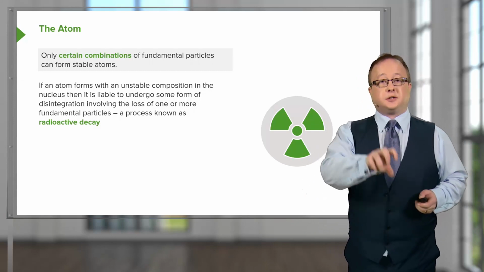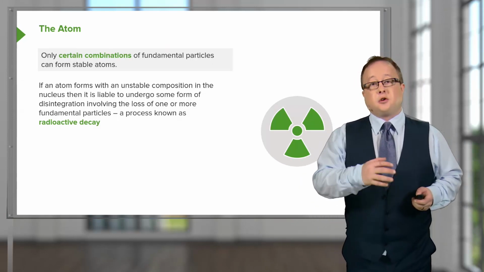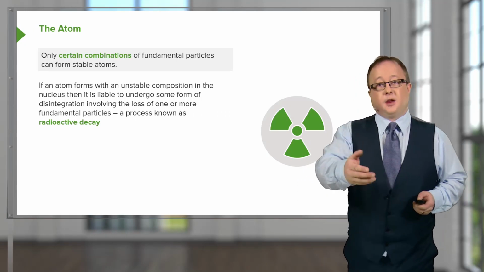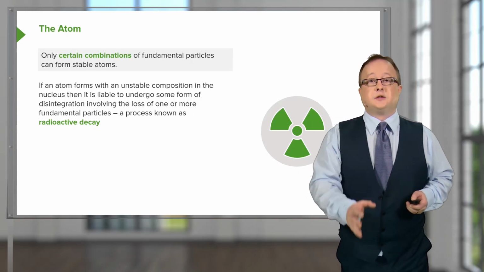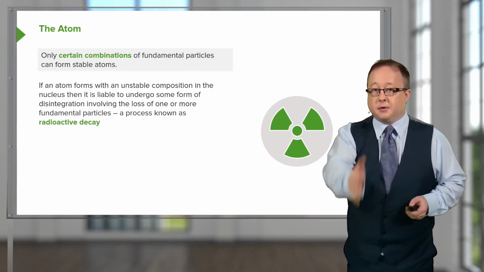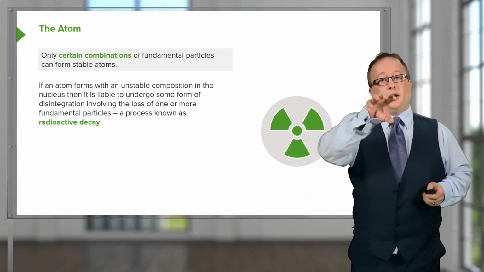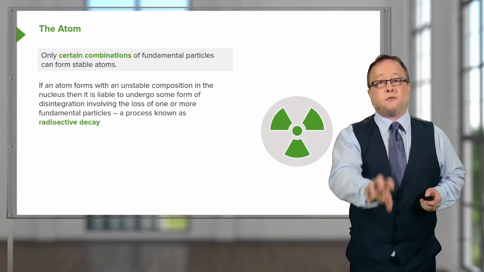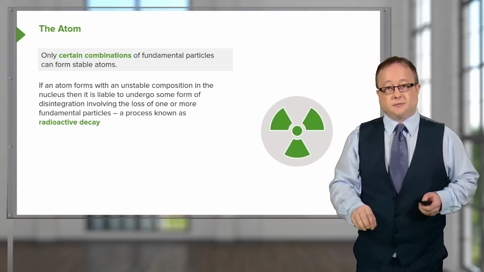And it is the nucleus that decays in this case. It is also the origin, as we will see, of isotopes. These are elements which have the same chemical characteristics, but a different number of neutrons within the nucleus.